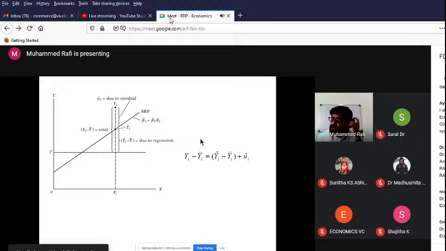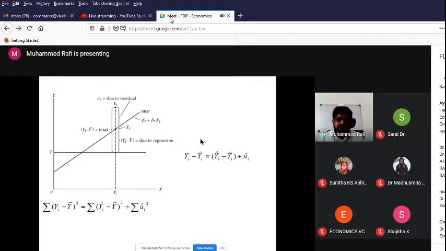We take the square so that the error terms don't get canceled out between positive and negative. So here what we are doing is that you take the square of the deviation of the actual value from its mean, the square of the deviation of the estimated value from its mean, and the square of the error term. So the total variation in the actual value can be explained by either the deviation of the estimated value or the error term.